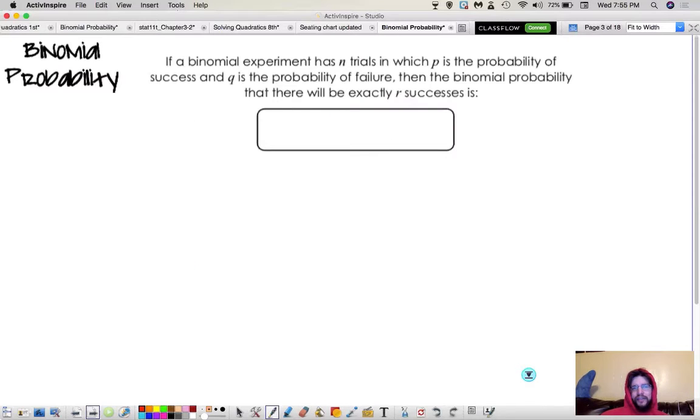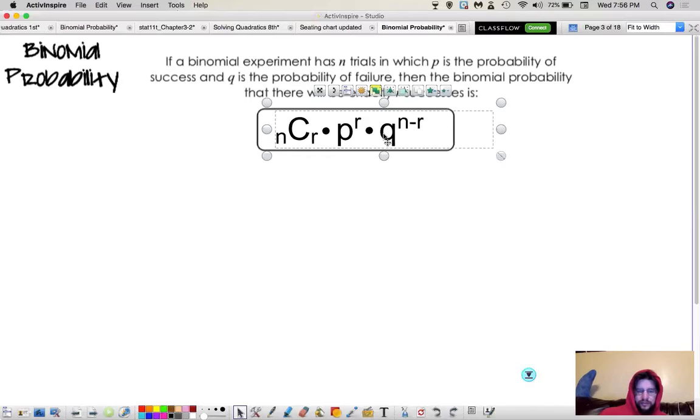And it does have its nice little formula to calculate the probability. So here it is. So remember this big C that represents a combination. So it's NCR. N is the number of trials. R is the number of successes you're looking for. P, well, that's probability of success. Q, probability of failure. Okay.